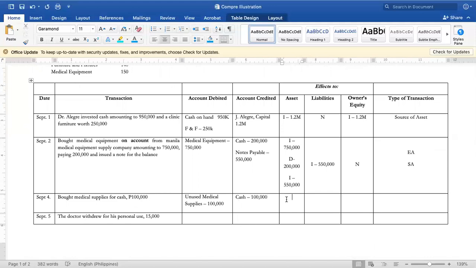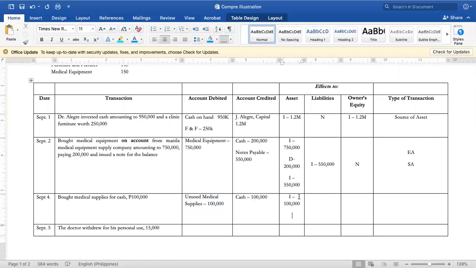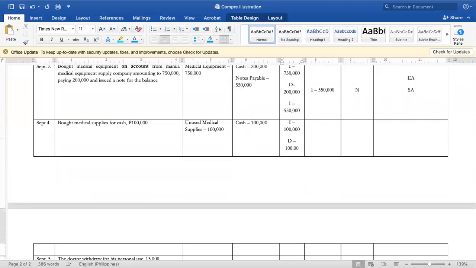Effect on your asset. Right? Effect on your asset. There's an increase of asset because you debit unused medical supplies. It's an asset account, therefore you debit, the normal balance is debit, so it will increase the total asset. It increases by 100,000, but at the same time it will decrease because you credit cash. Cash is an asset account, the normal balance is debit, but we credit the cash, therefore it will decrease your total asset. So the net effect is no effect.